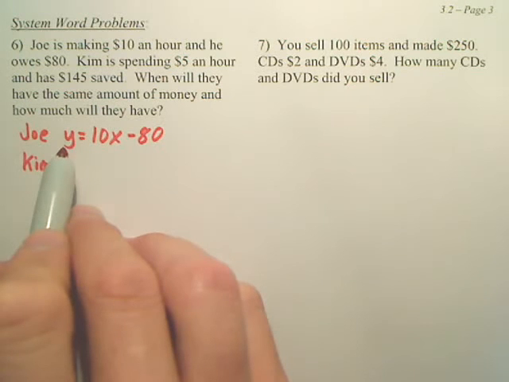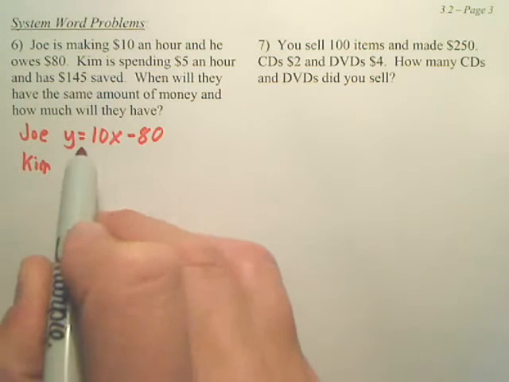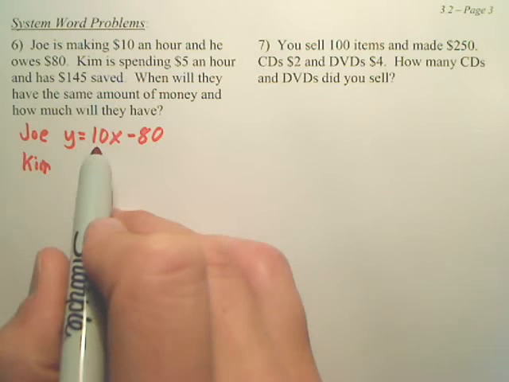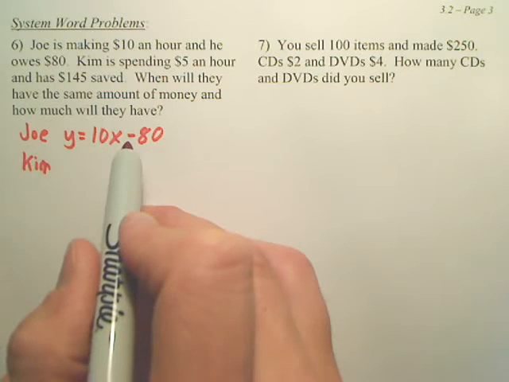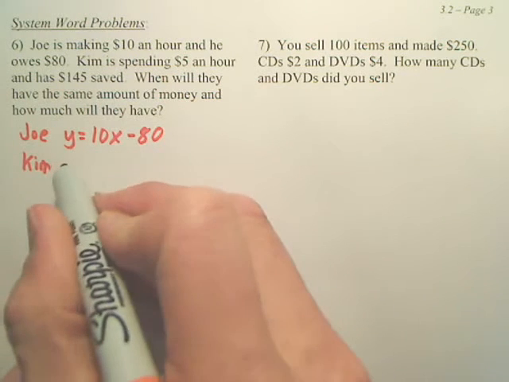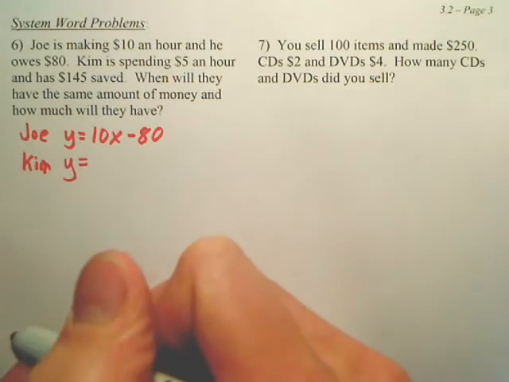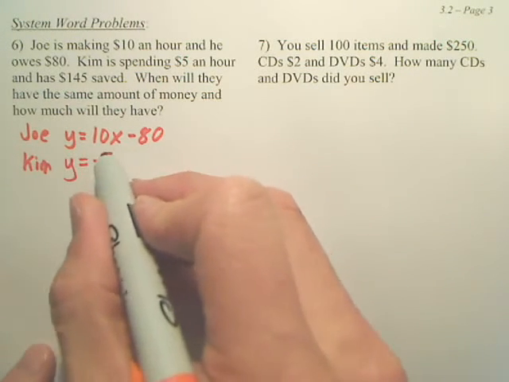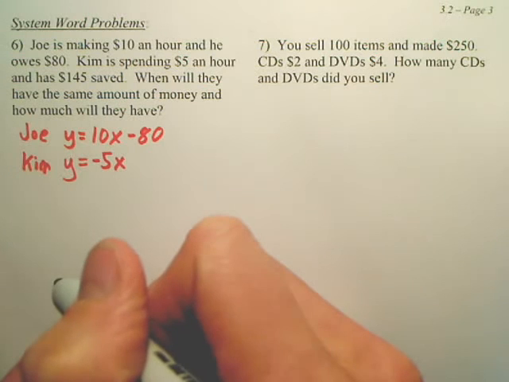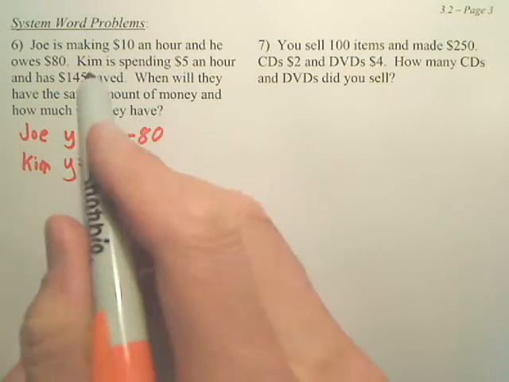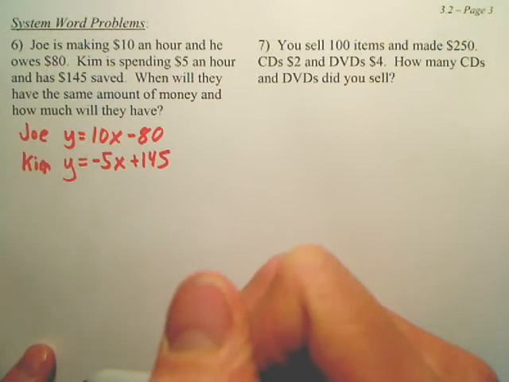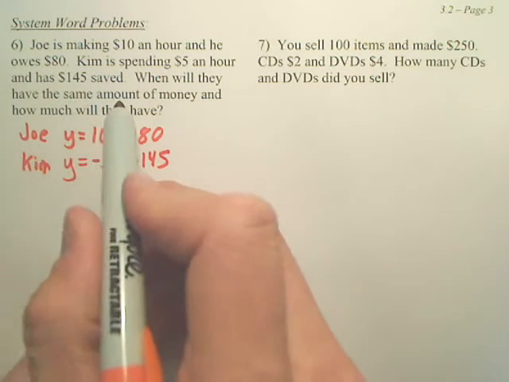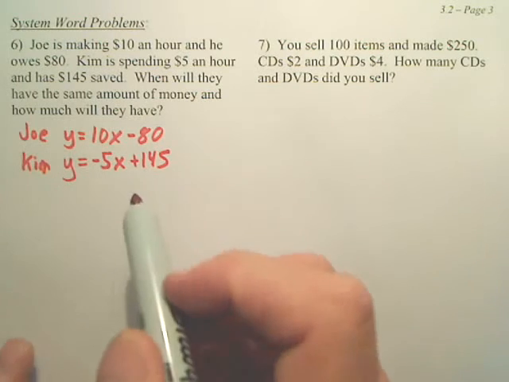Okay. His output, how much he has, is $10 times each hour, but he's at a negative 80 to begin with. Kim, how much she has, well, she's spending 5 bucks an hour, so she's losing 5 bucks each hour, but she has 145 bucks to start with. Our goal is to find out when they have the same amount and how much is it then.